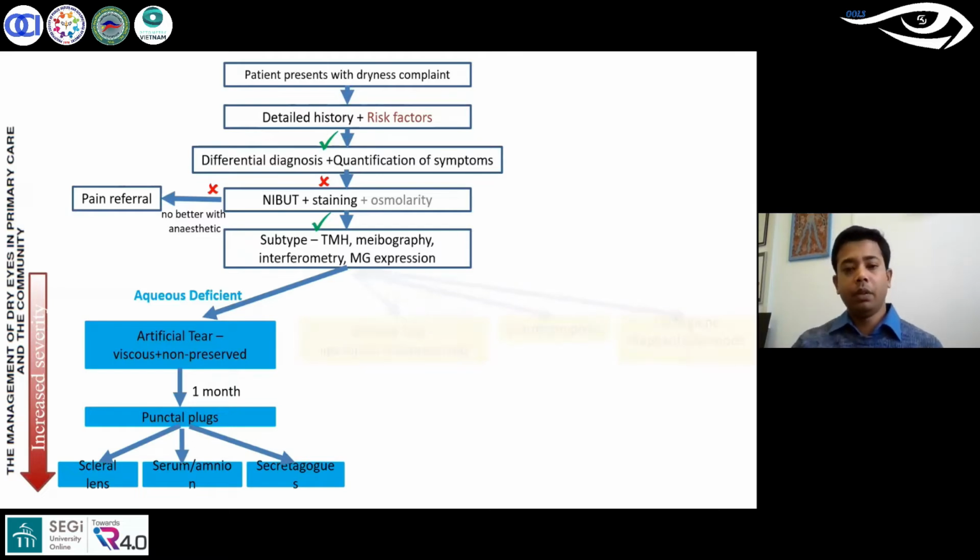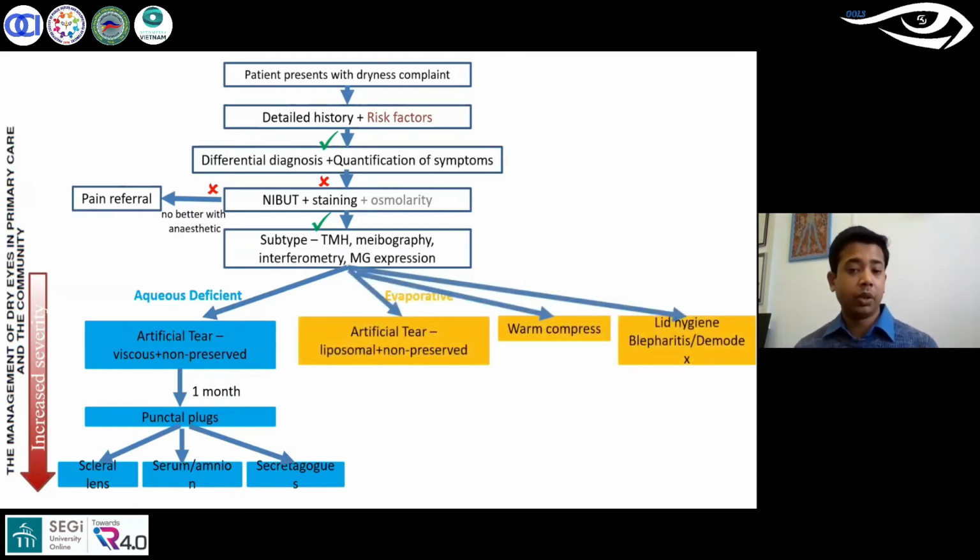Now, the other way: if we think it's evaporative, which means tear meniscus height is okay but there is meibomian gland dysfunction and the lipid layer is compromised, then we look at treatment such as artificial tear that is more lipid based, because when it complements the lipid, the tear is more stable. It's a liposomal non-preserved spray or drops. We have warm compress to help the meibum, the lipid, come out and protect the tear, and lid hygiene, blepharitis, and demodex management, which we quite often do as a first-hand treatment.